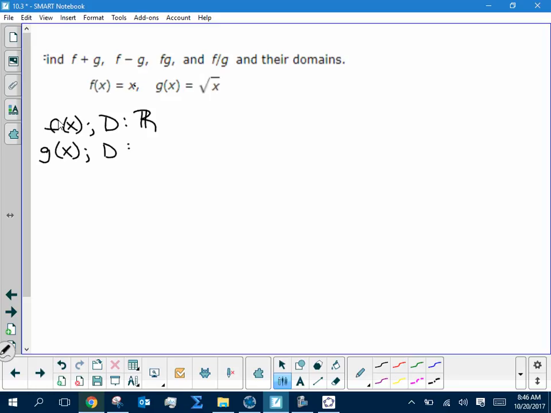0 to infinity. Do I include 0 or exclude it? Include it. So include infinity. Sorry, include 0, exclude infinity. And now the overlap of those two things, you kind of visualize what's going on.